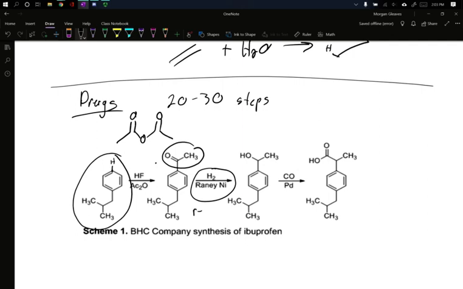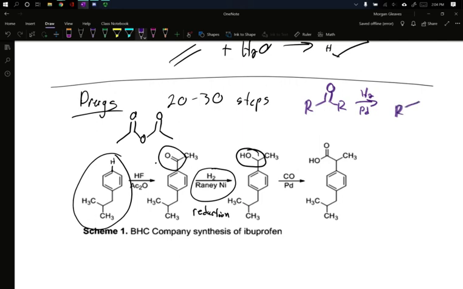This is reduction. We reduce something. Well, we go and look and say, hey, what got reduced? Well, the only thing that's different is that OH. It used to be a ketone. There's a reaction that says that if I have a ketone and I add a reducing agent, specifically H2 and either nickel or palladium or something like that, I can get an alcohol out of it.